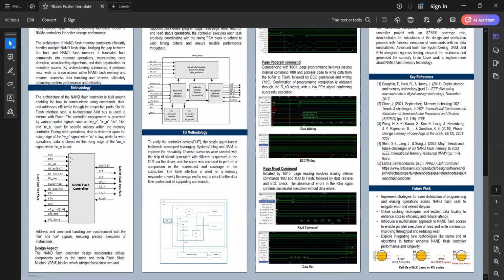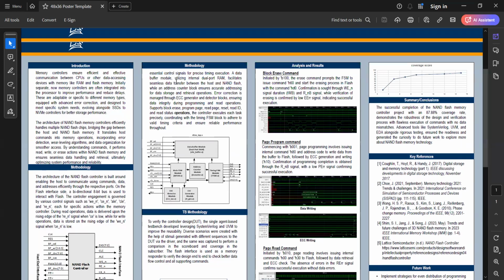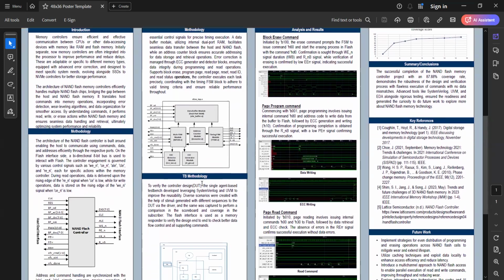Now moving on to the internal structure of the NAND flash memory controller. This is the internal structure, as I mentioned previously. So the NAND flash controller has two FSMs. One is the timing FSM and the other is the main FSM.